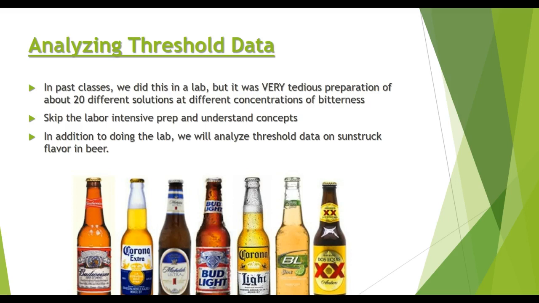What we're going to do is skip the labor-intensive prep, and in our lab next week, analyze threshold data on the sunstruck flavor in beers. So even though we won't collect the data, we'll walk through how the data is collected. We'll get a data set that we will then analyze on sunstruck flavor in beer. Sunstruck flavor in beer is the off flavor that is produced in beer bottles when they have clear glass instead of dark glass. I thought it'd be an interesting set of data that you might enjoy analyzing.